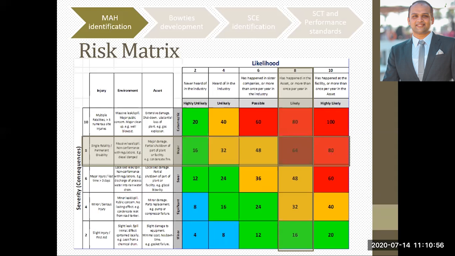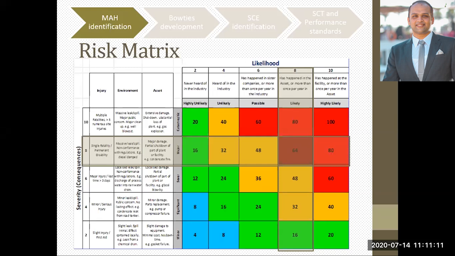So once we decide that it's a major accident hazard, we have to go next to identify all of the safeguards and all of the scenarios regarding this major accident hazard, because it's important and we have to manage it, and we have to make sure that it's totally controlled.